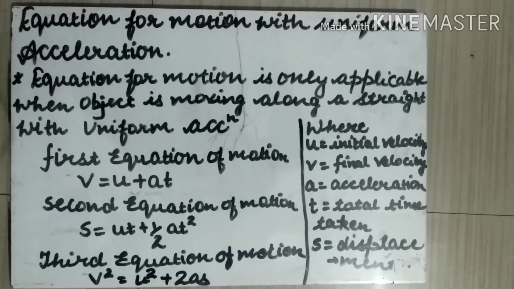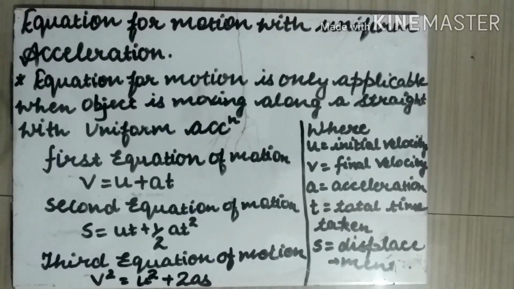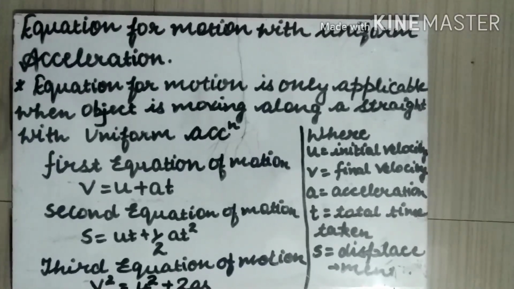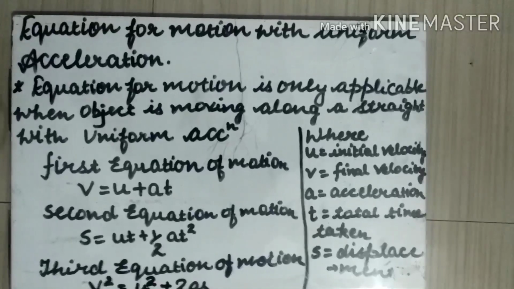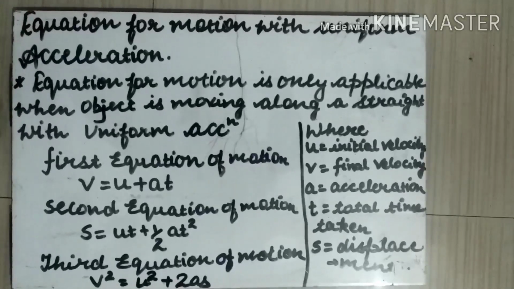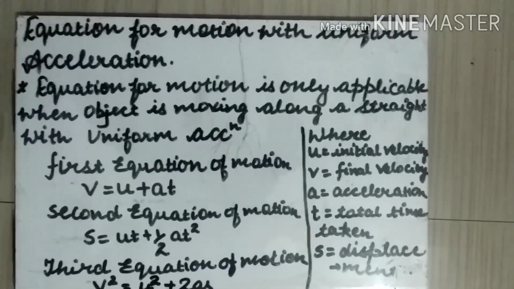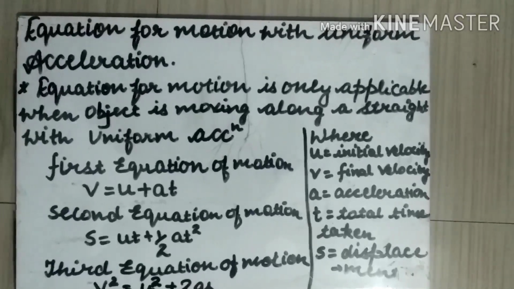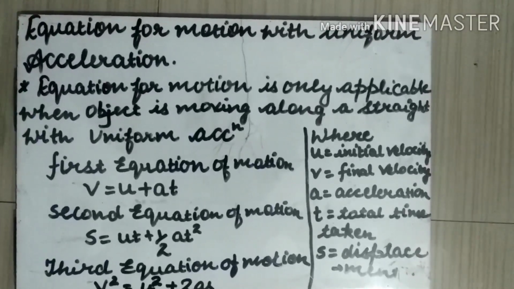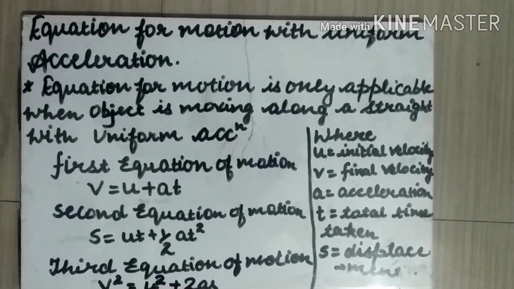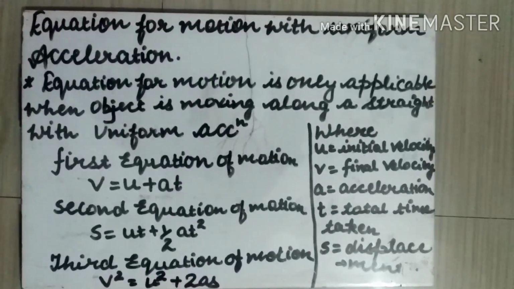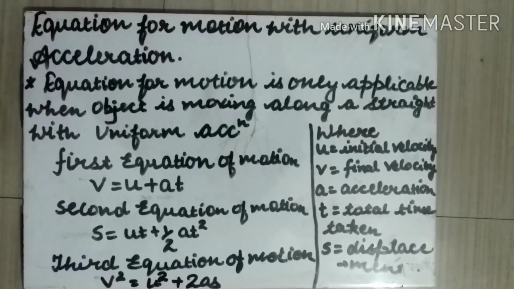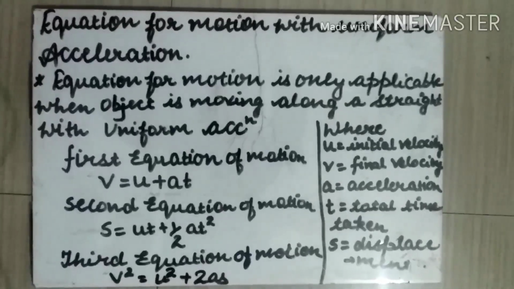Here we have studied 3 equations of motion. But these 3 equations are only valid for uniform motion and when the object moves in a straight line. First equation of motion is v equals u plus at. Second equation of motion is s equals ut plus half at square. Third equation of motion is v square equals u square plus 2as.